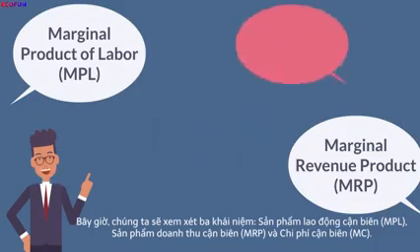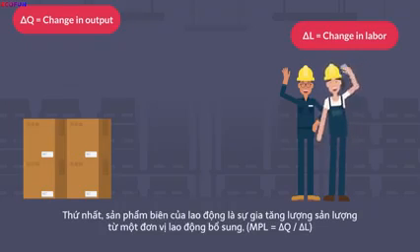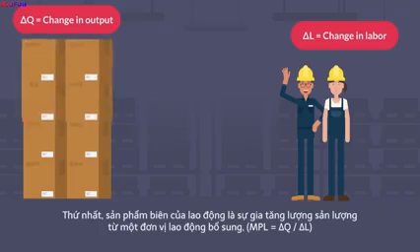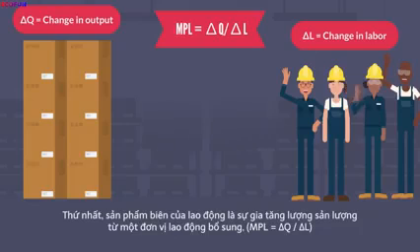Now we will take a look at the three concepts: marginal product of labor, marginal revenue product, and marginal cost. First, marginal product of labor is the increase in the amount of an output from an additional unit of labor. MPL equals change in output divided by change in labor.